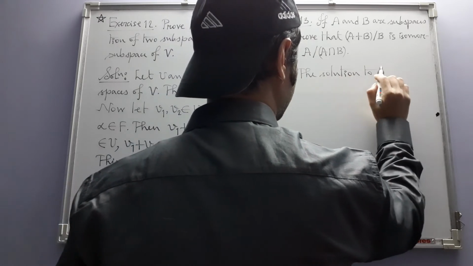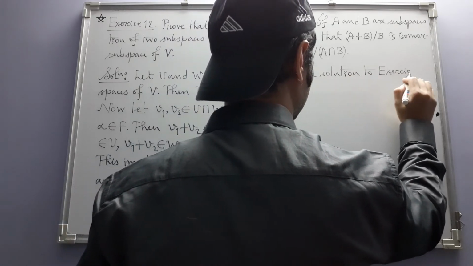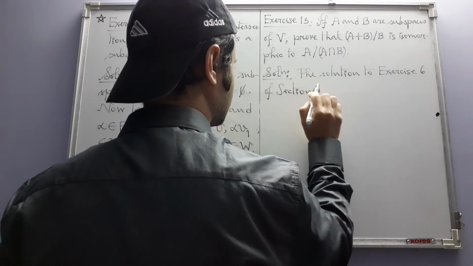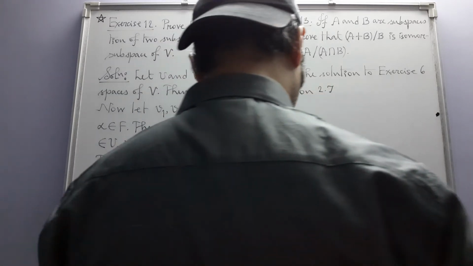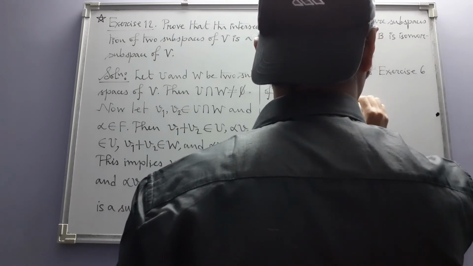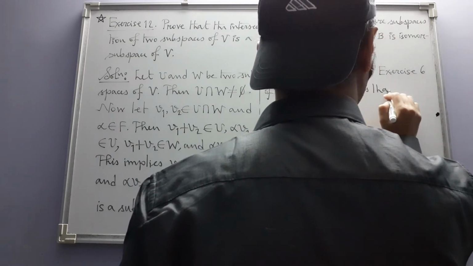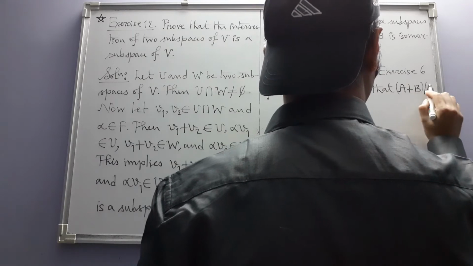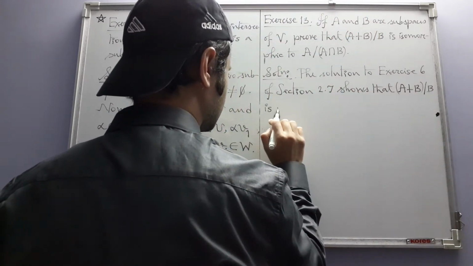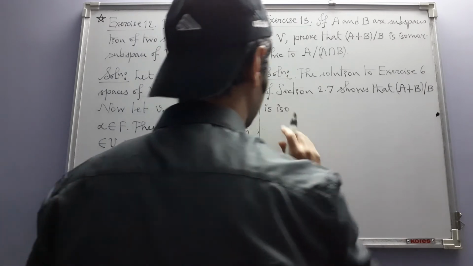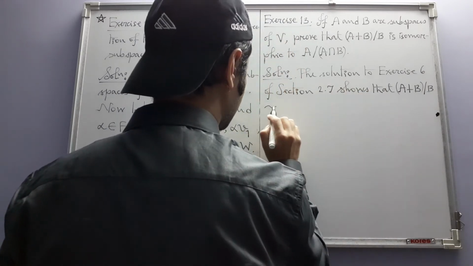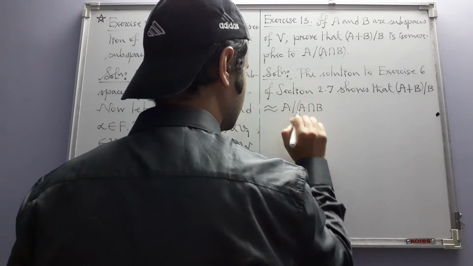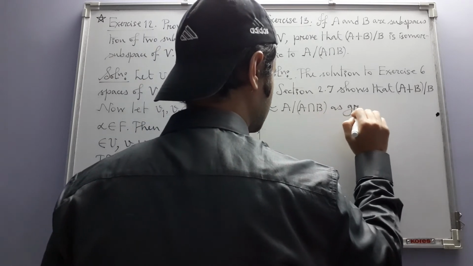The solution to exercise 6 of section 2.7 shows that (A + B)/B is isomorphic to A/(A ∩ B) as groups.